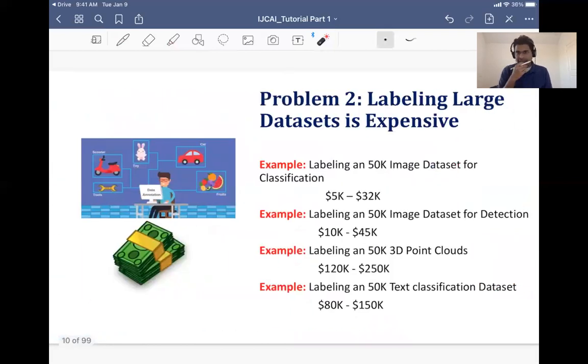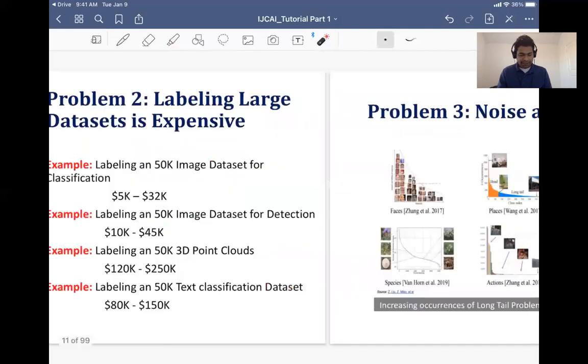The second problem is that labeling large data sets is very expensive, right? In each of these cases, whether it's classification, object detection, 3D point clouds, or text classification, the cost is somewhere between $50,000 and $150,000 to $200,000, right? So that's approximately the range for labeling just 50,000 examples. But many of these problems actually require much more data, right? So a critical need today is to be able to do machine learning in a data efficient manner.